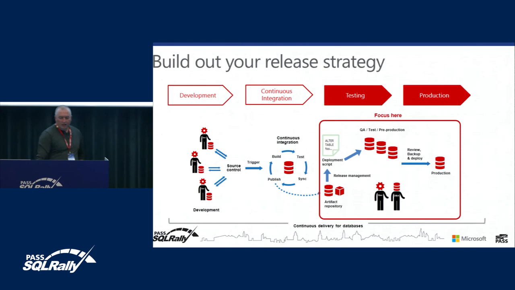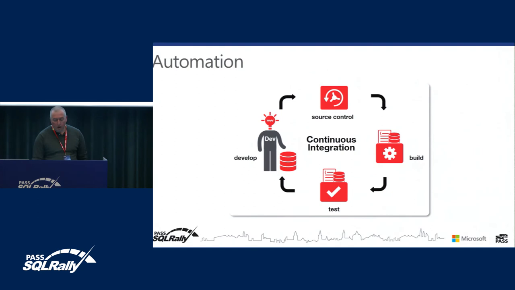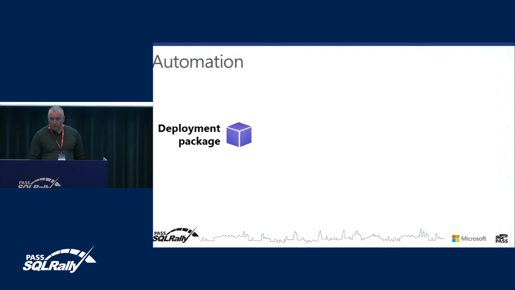So automate. Automate CI. You develop, everything goes into source control, you do a build, you do tests, you do more development, on and on and on, with the idea that you're generating this deployment package. What's the deployment package? It could be NuGet, right? I'm using NuGet in this case. I'm creating a NuGet package and sending it to Octopus.